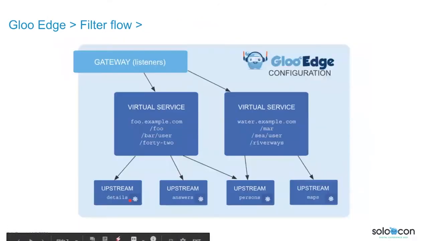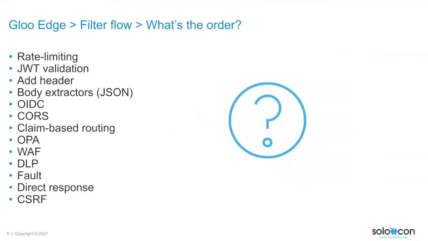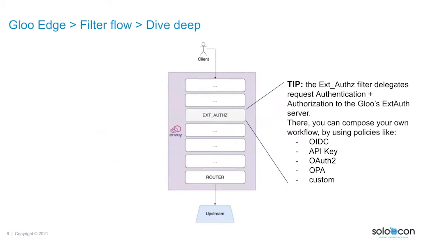Luckily, Gloo Edge makes things easier by letting you split the configuration using custom resources. With the upstream CRDs, you can define Envoy clusters and some configuration in relation to those upstream servers. With virtual services or route table CRDs, you can define the filters and their options that will apply on a route. From this point, you may wonder how these filters are linked together. That's a good question. So let's go step by step.